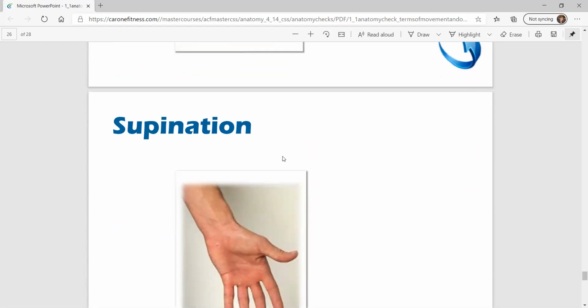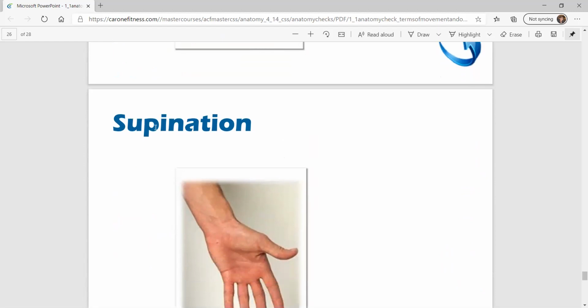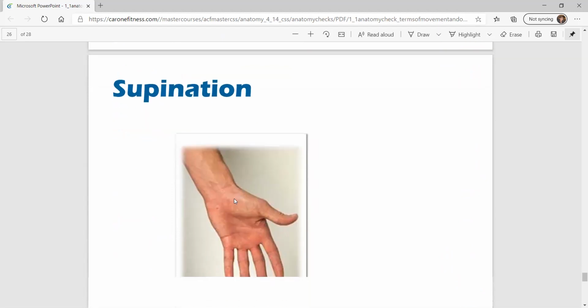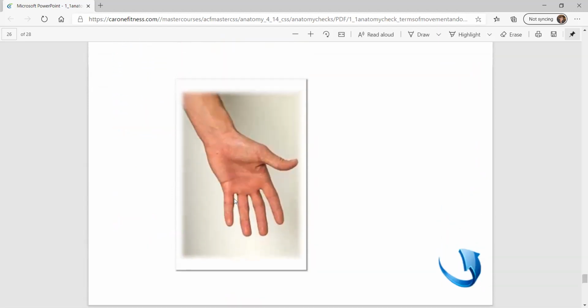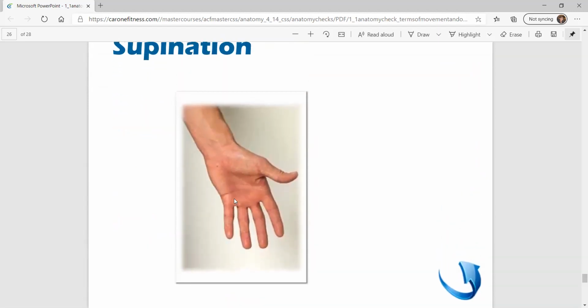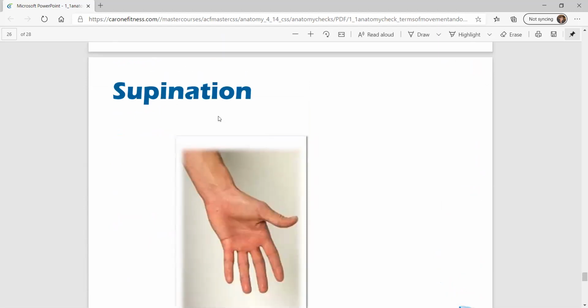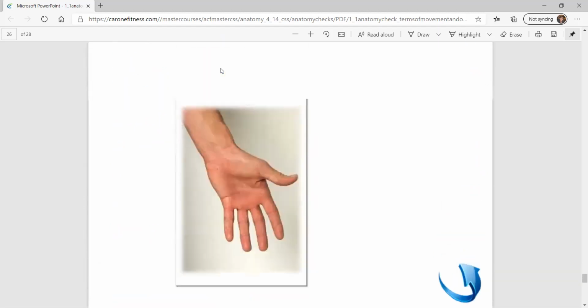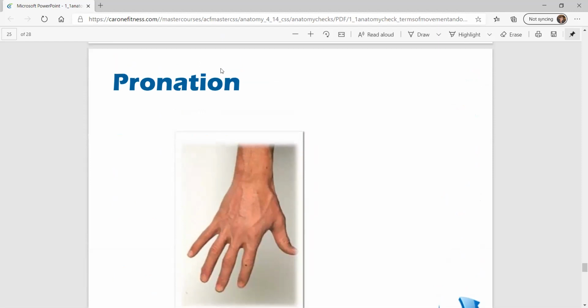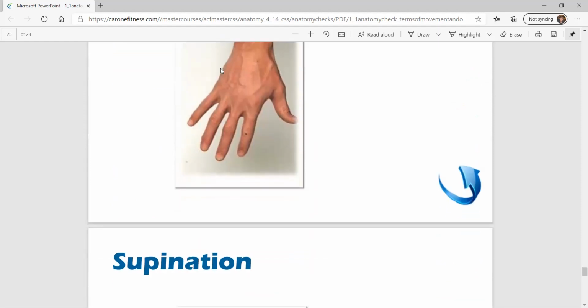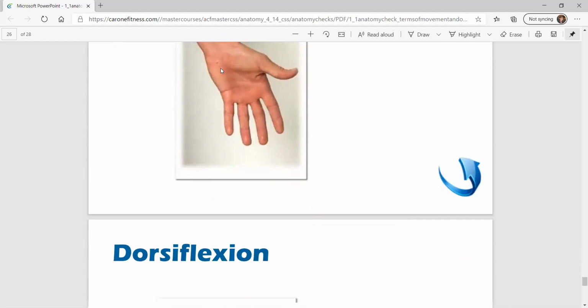And if your palms are facing up, up is in the title, supination. If your palm is facing up, or any body part is facing upward, that is called supination. So pronation, down, supination, upward.